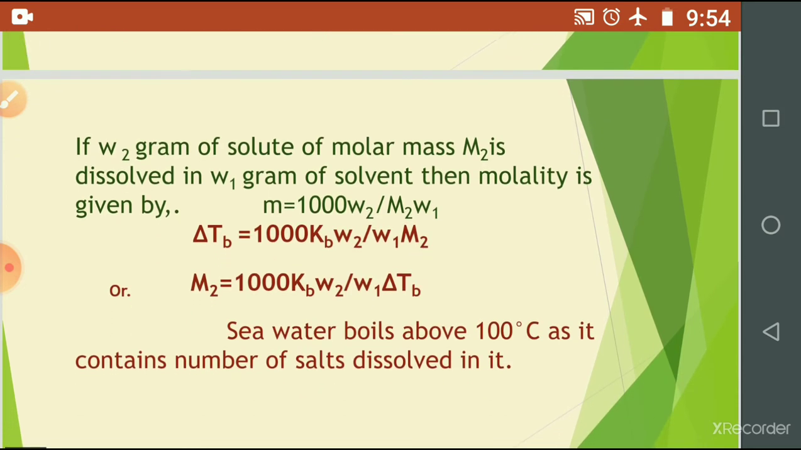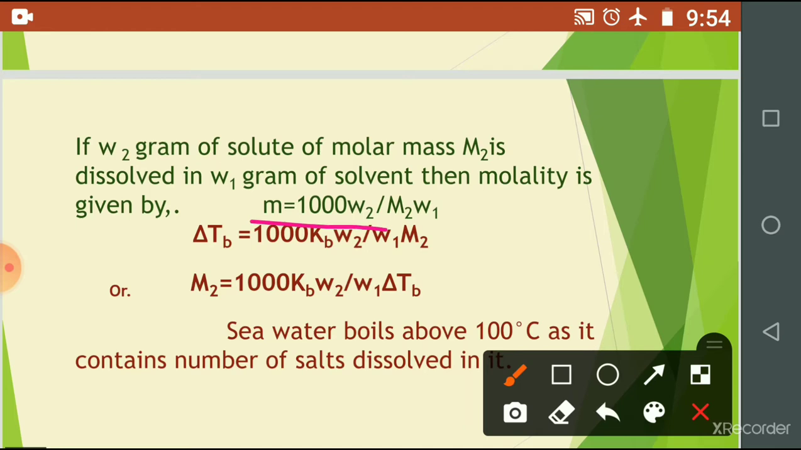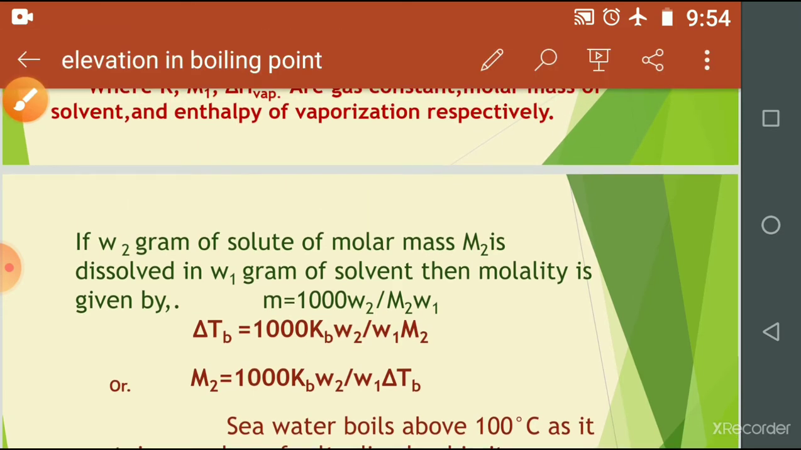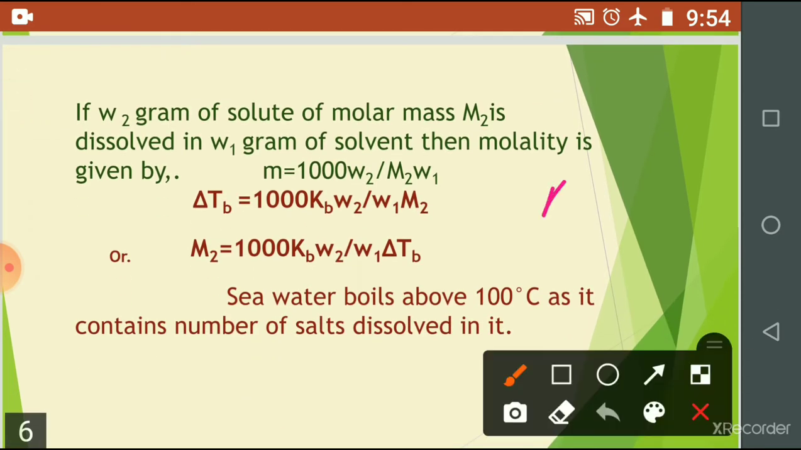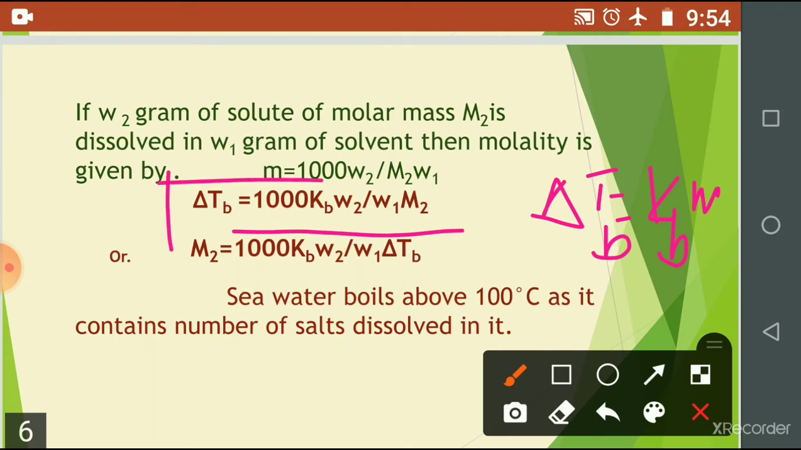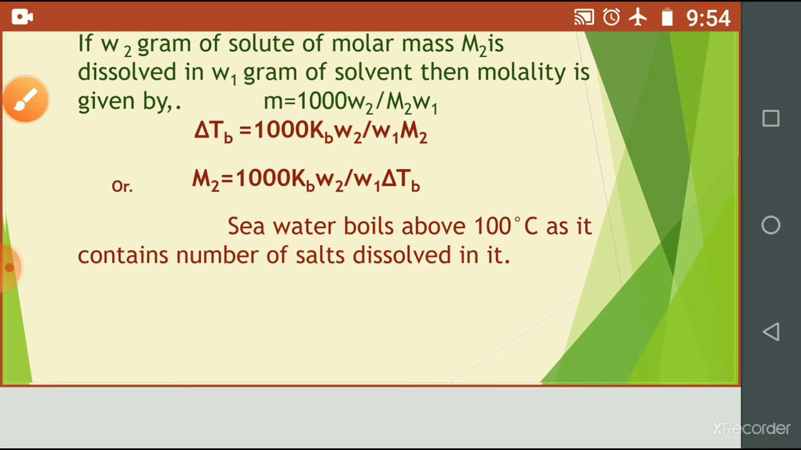If we dissolve W2 grams of solute of molar mass M2 in W1 grams of solvent, then as we have discussed, molality is equal to 1000 W2 divided by M2 into W1. If we substitute the same value in the equation ΔTb is equal to Kb into m, we get the expression ΔTb is equal to 1000 Kb W2 divided by W1 into M2. We can calculate the molar mass of the non-volatile solute by rearranging it, so that M2 is equal to 1000 Kb into W2 divided by W1 into ΔTb.